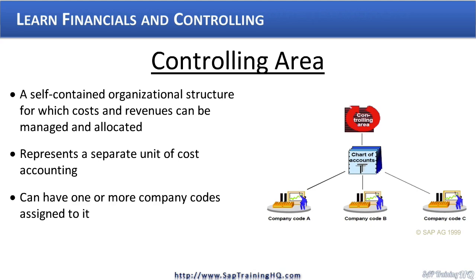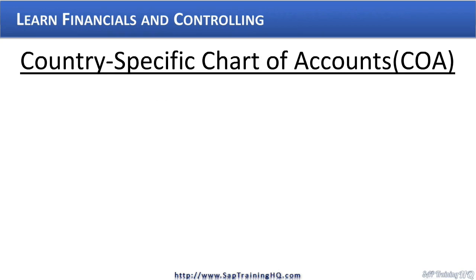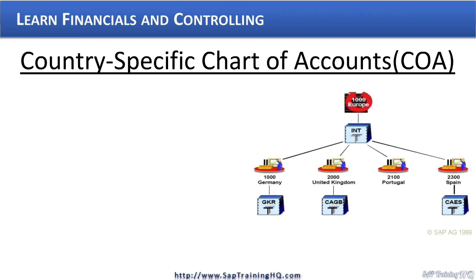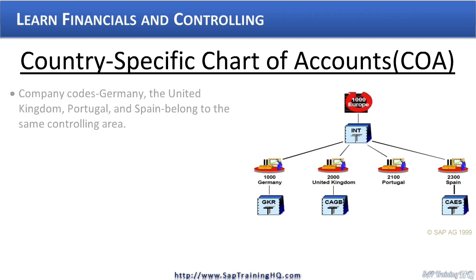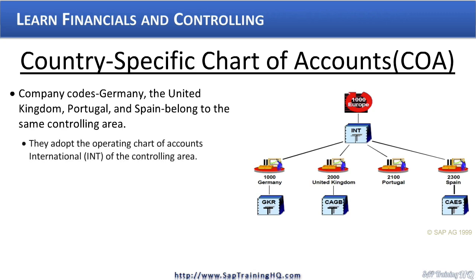Let's move on and take a look at country-specific chart of accounts. As a great deal of activity takes place between the 4 European company codes, Germany, United Kingdom, Portugal and Spain, it was mainly important for the Internet Demonstration and Evaluation System, the IDES system, Board of Directors that all these 4 company codes belong to the same controlling area. As a result, they had to adopt the Operating Chart of Accounts International, INT, of the controlling area.